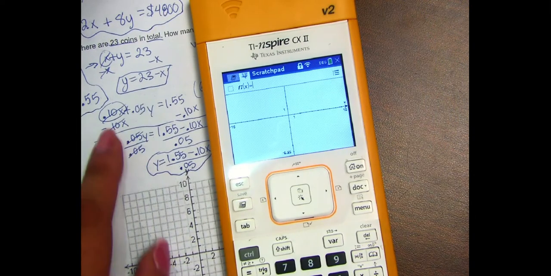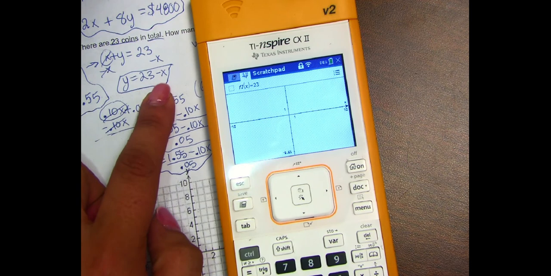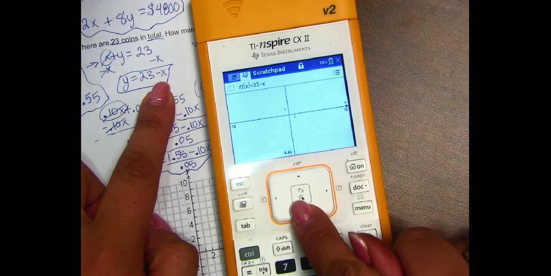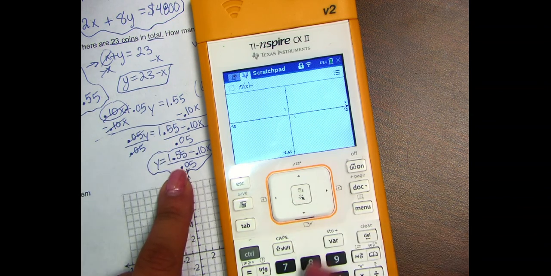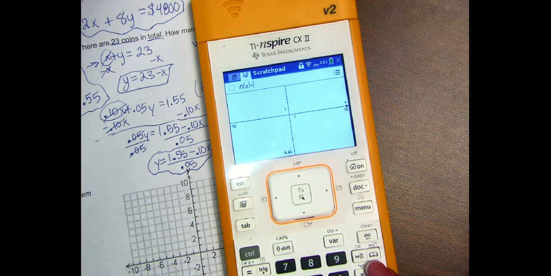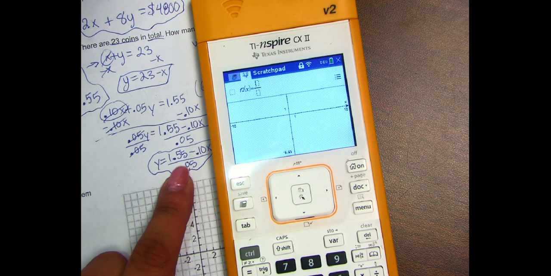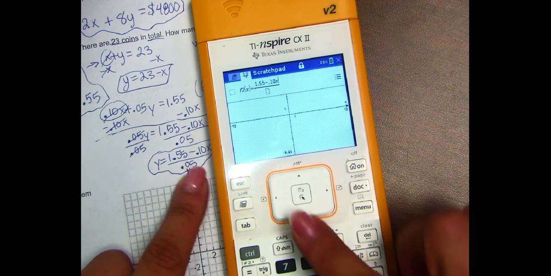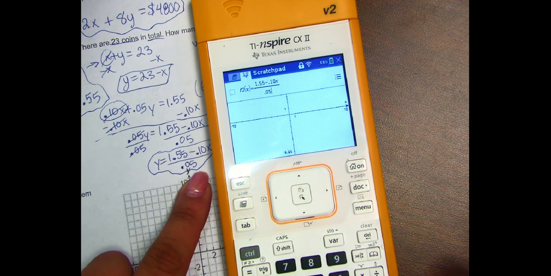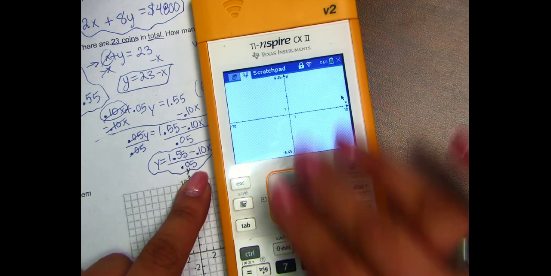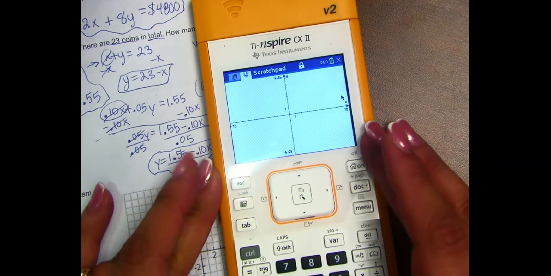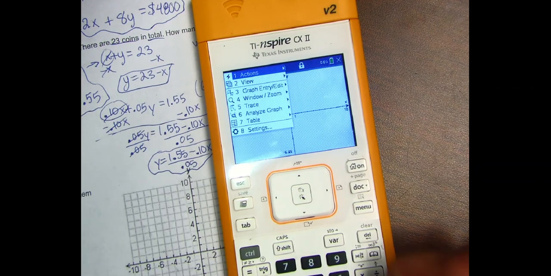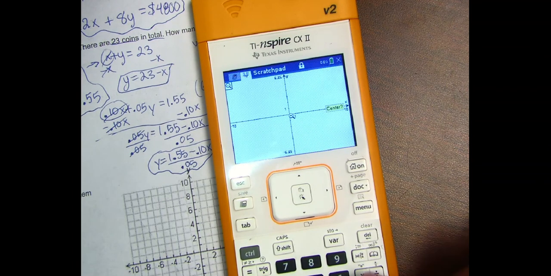So let's go to graph, and let's graph those two equations. So 23 minus x, and you could just press down, and you can type the other one. It's a fraction, so control, and then divide takes you to that division section, so 1.55 minus 0.10x over 0.05. And there's nothing when I press enter, which means that I did graph them, so I need to zoom out. Maybe they're somewhere out there. So by zooming out, there they are.